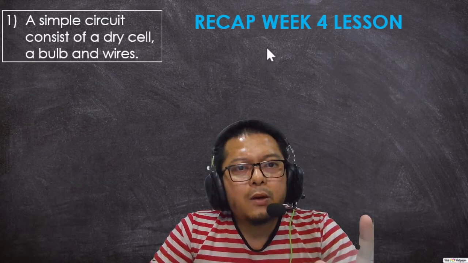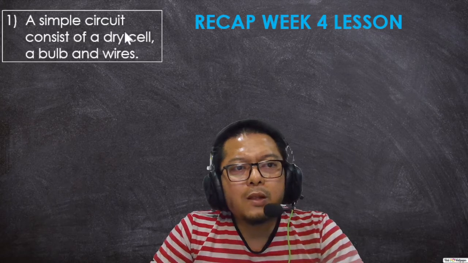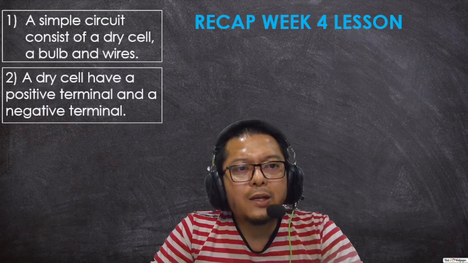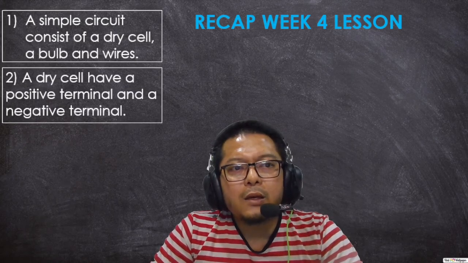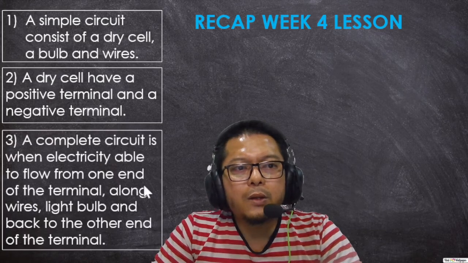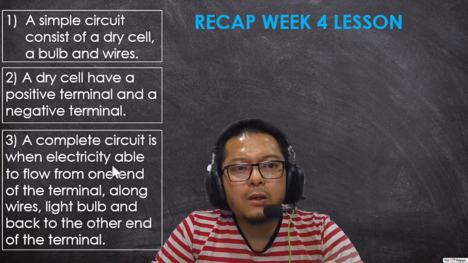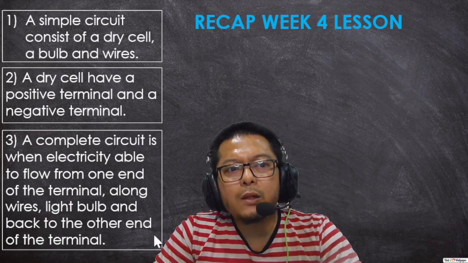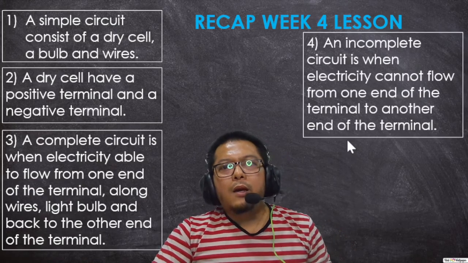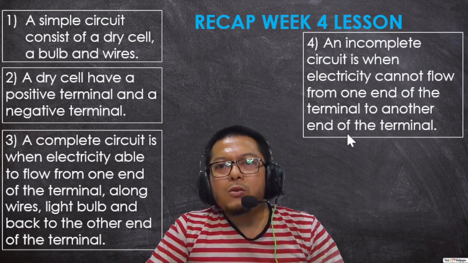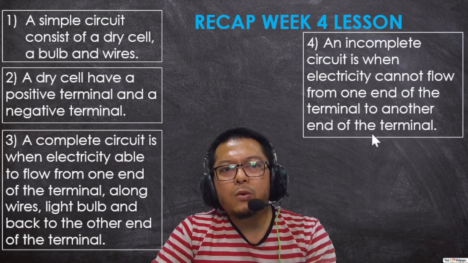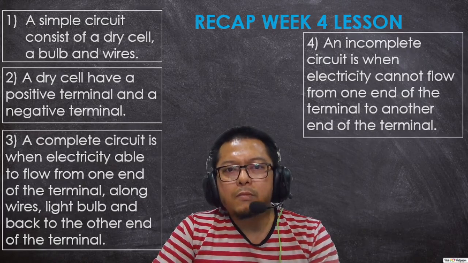Okay, let's check our lesson for this week. A simple circuit consists of a dry cell, a bulb, and wires. A dry cell has a positive terminal and a negative terminal. A complete circuit is when electricity is able to flow from one end of the terminal along wires, light bulb, and back to the other end of the terminal. An incomplete circuit is when electricity cannot flow from one end of the terminal to the other end of the terminal.